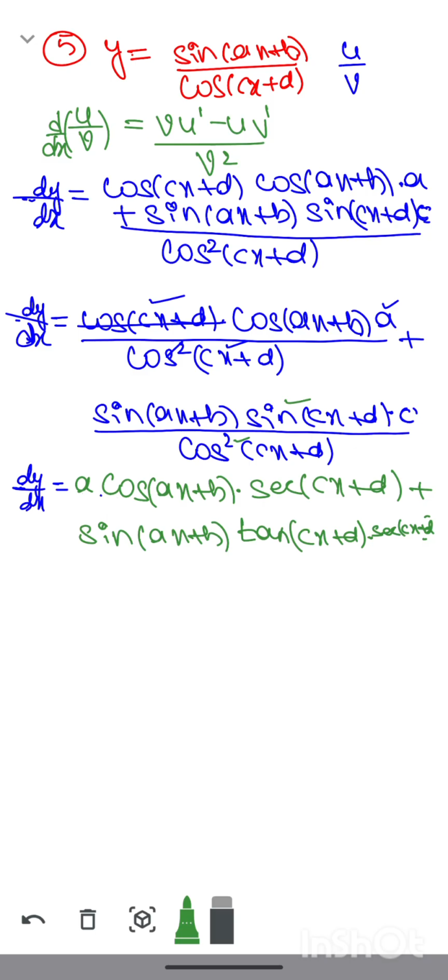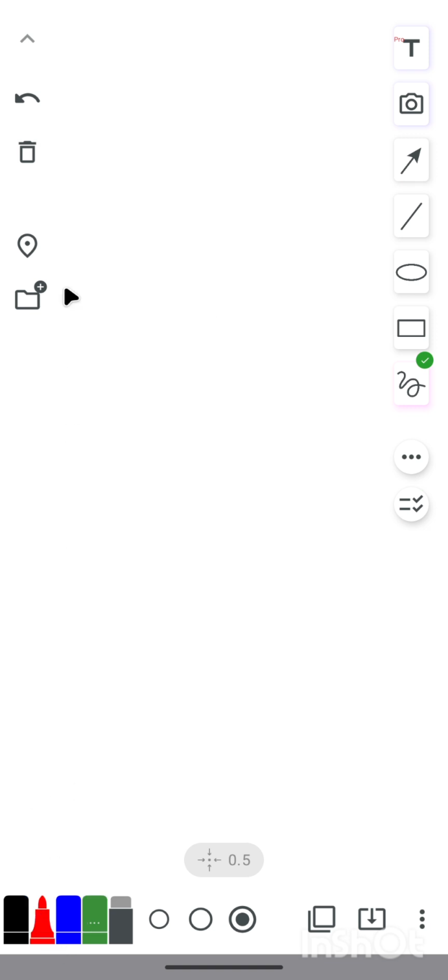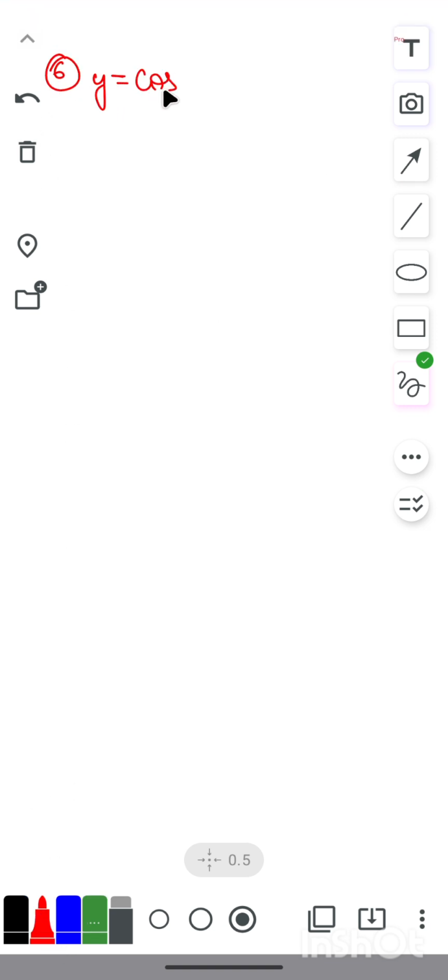Next one is the sixth question: y is equal to cos of x cube into sine square of x power 5, sine square of x power 5.